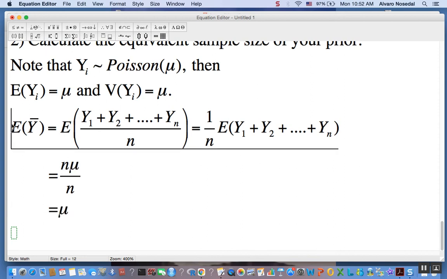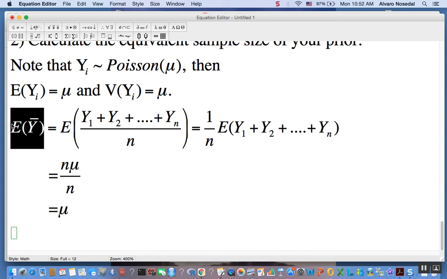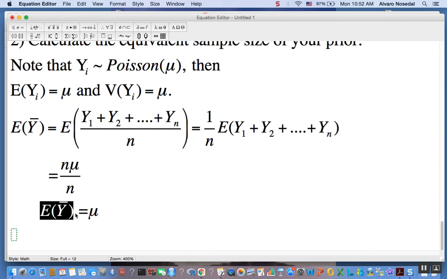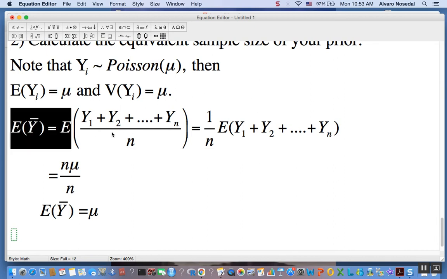Okay, for those who are taking sta360, this would be the proof that y bar, the sample mean, is an unbiased estimator for the mean, the true mean mu. Okay, anyway, so now let's do something similar for the variance.